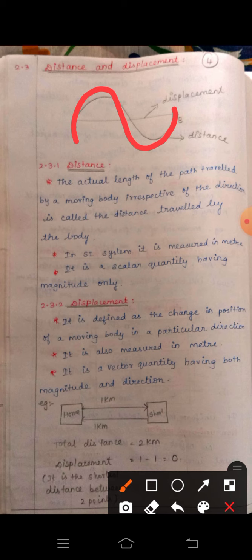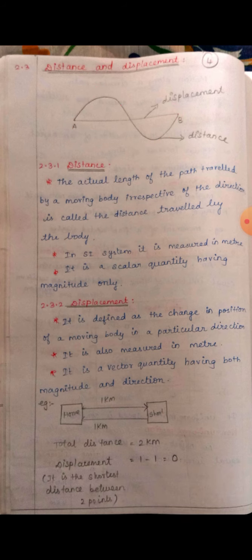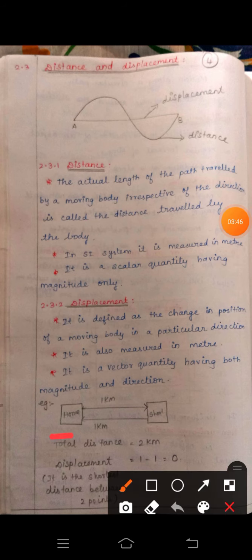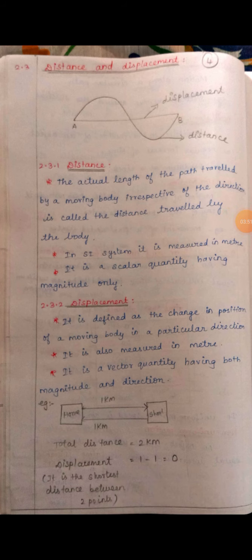Next is displacement. It is the shortest distance between 2 points. It is defined as the change in position of a moving body in a particular direction. If any change occurs in direction, this is said to be displacement. Distance is a scalar quantity and displacement is a vector quantity. So distance has only magnitude. Displacement has magnitude and direction.